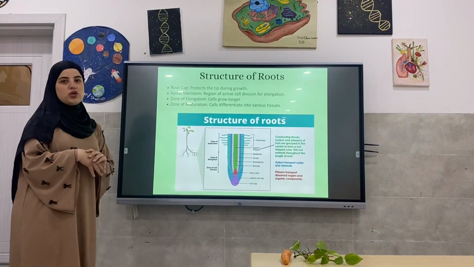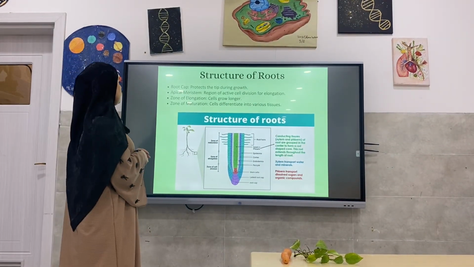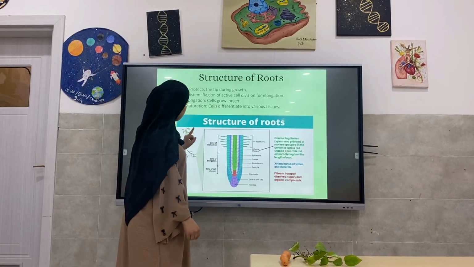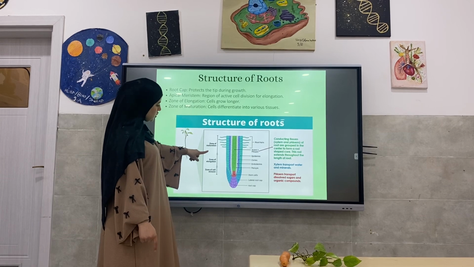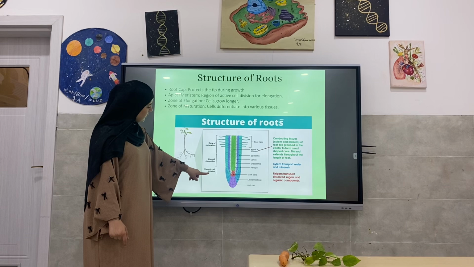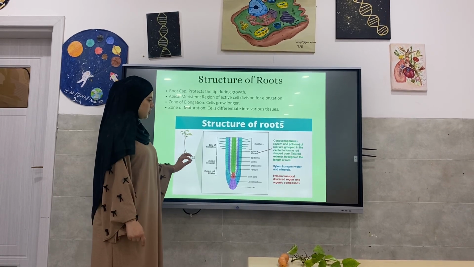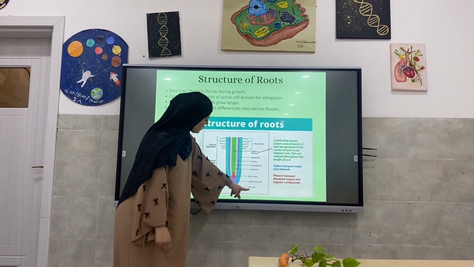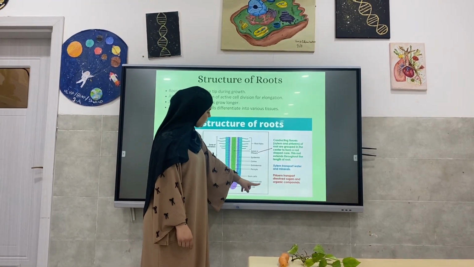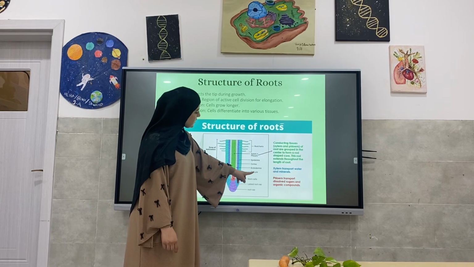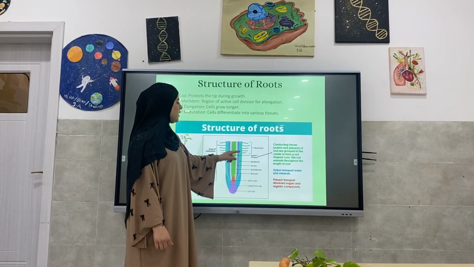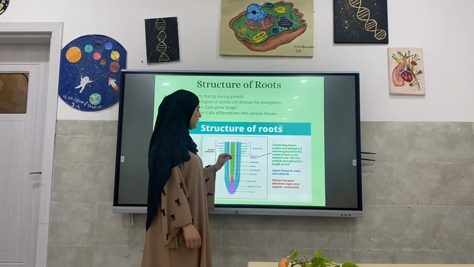We have a structure of root. In the structure of root, we have root cap, zone of maturation, zone of elongation, zone of cell division. In here we have root cap. This is the structure of root, and we have lateral root cap, stem cell, pericycle, endodermis, and also we have cortex and epidermis, and xylem, phloem, root hair.